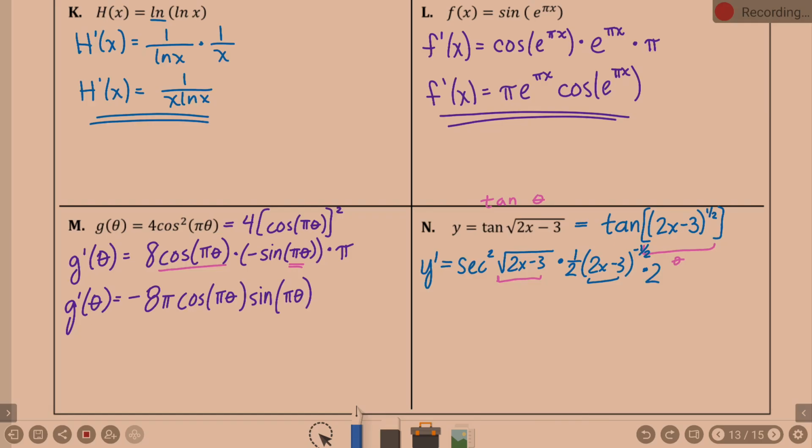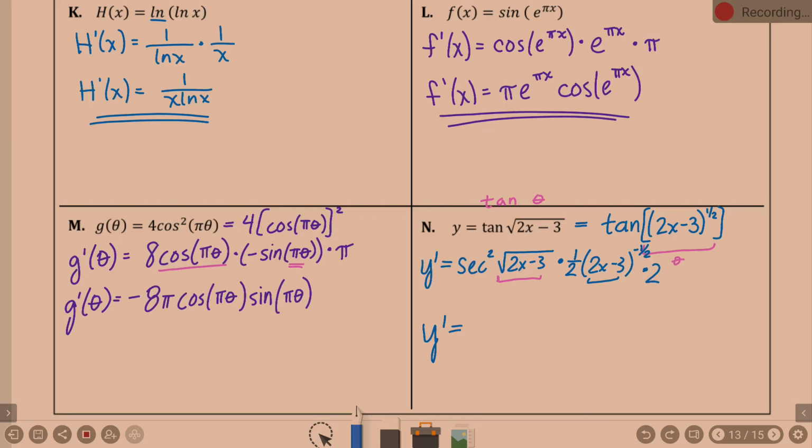And now, it's about putting this all together as a nice, neat answer. What can cancel? 1/2 and 2 can cancel and be gone. So that leaves me with the secant squared of the square root of 2x minus 3 and the 2x minus 3 to the negative 1/2.